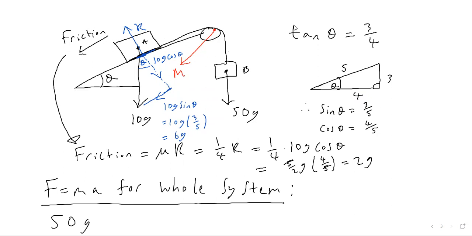So remember, that's our friction, and that's our component of weight going down there. So we're going to do 50g for the resultant force of the connected particles, and then take away our friction, and then take away this 10g sine theta, which we just worked out to be 6g. So let's just simplify all of this.